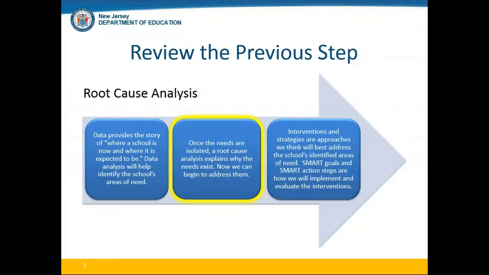If the answer to the first why question you ask is too broad, keep asking, why is that happening? Until you reach an actionable cause. Once we have identified the areas of need that we will try to improve, we can begin to plan strategies and interventions, developing action steps that fit with those strategies, and SMART goals that we will try to achieve.